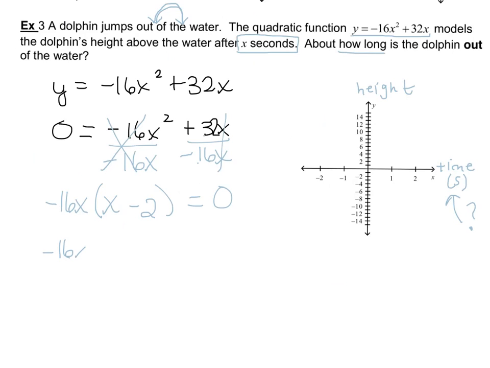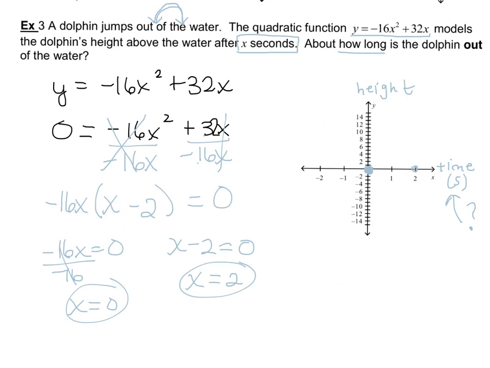So we'll set negative 16x equal to 0. And we get x equals 0. That means at 0 seconds, the dolphin is not out of the water, 0 height. And we'll set x minus 2 equal to 0. So that means the other root is positive 2.